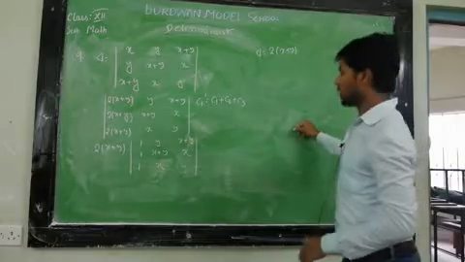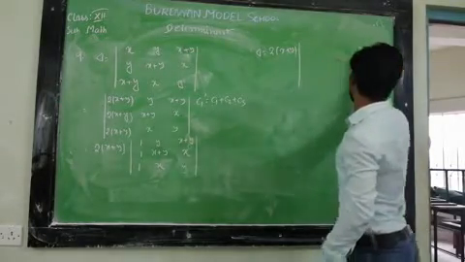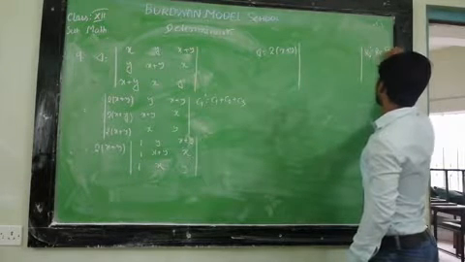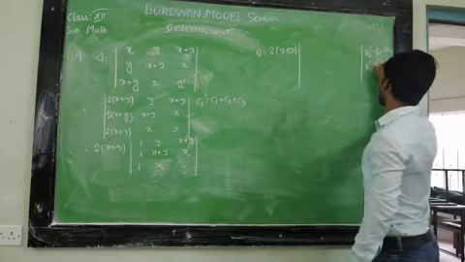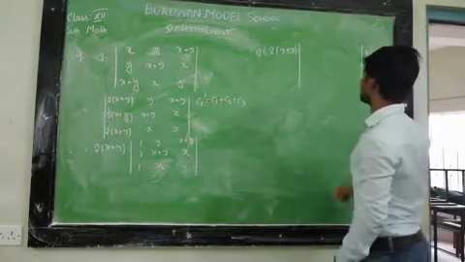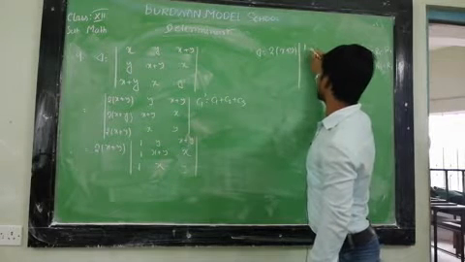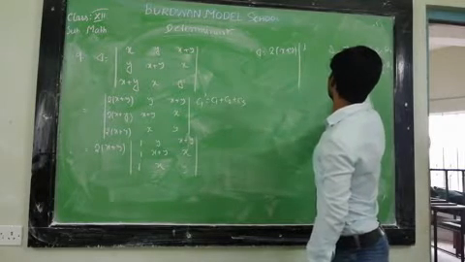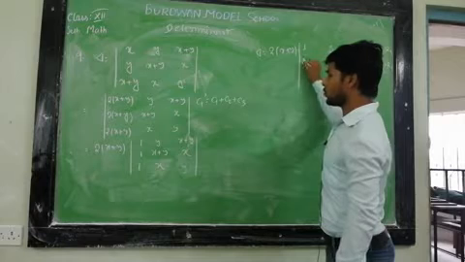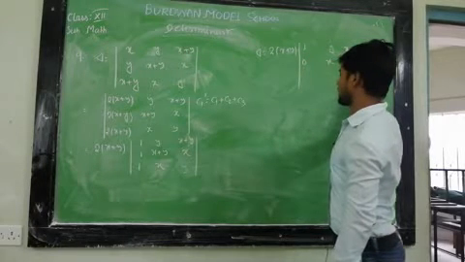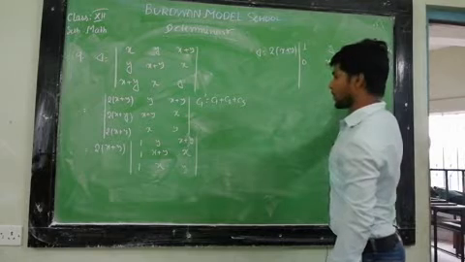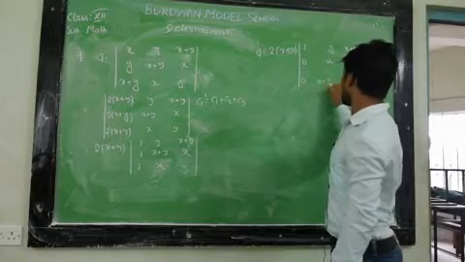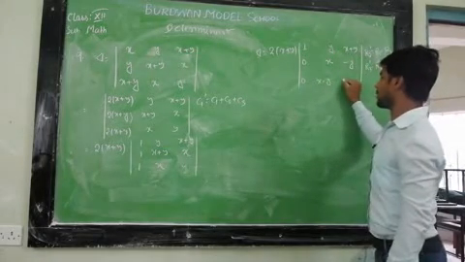Now apply one more operation: R2' equal to R2 minus R1 and R3' equal to R3 minus R1. So the first column will be unchanged: 1, 1, 1. The first row is y, x plus y. Then 0, x minus y, and then 0, x minus y, and this is minus x.